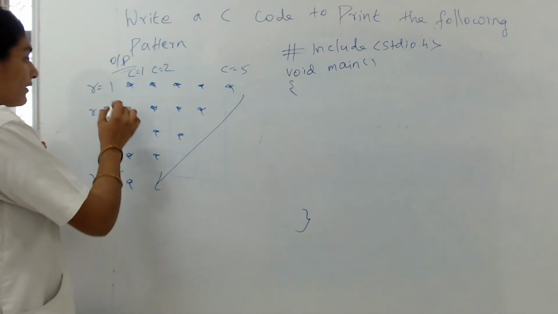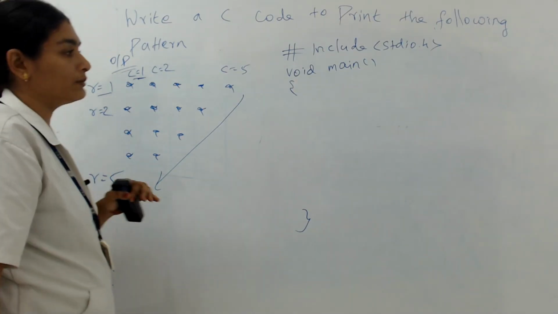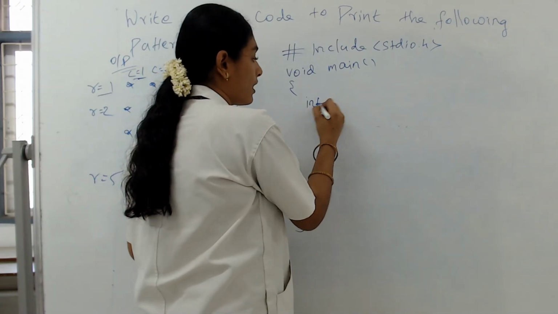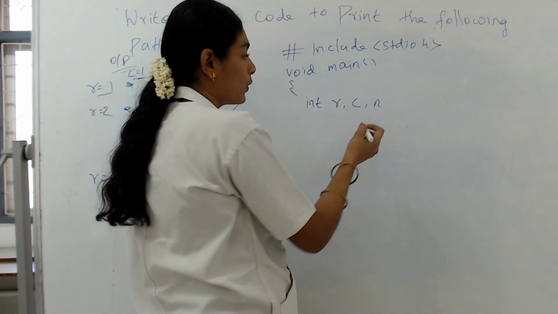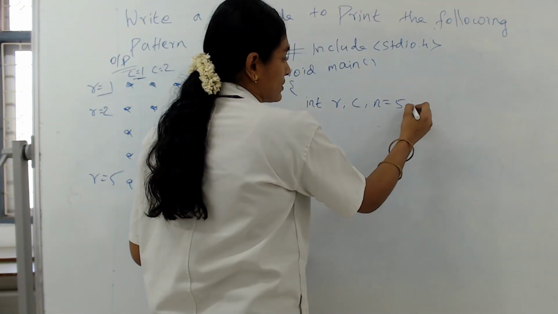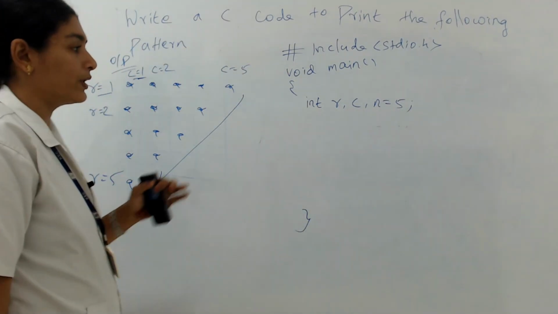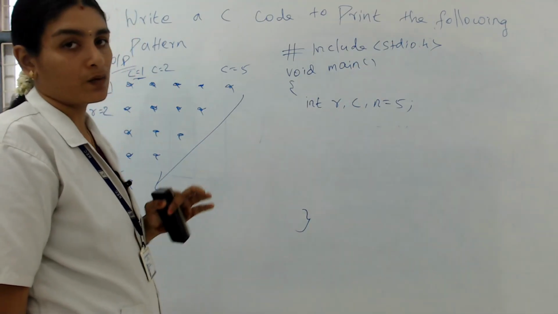Here we have the number of rows and number of columns. So as usual, int r, c and n. What is meant by n? It is the count of total number of columns and rows. It will be equal to 5. So int r, c, n equal to 5.